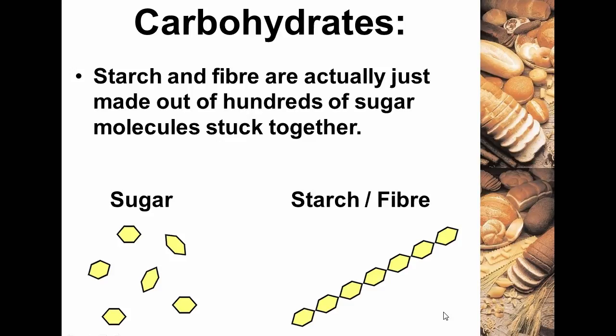And it depends a little bit on the types. There are slightly different types of sugar, or how we piece them together. Sometimes you get branching chains rather than just one long straight chain, whether it's starch or fiber, but we're not going to worry too much about that at this level. At this level, all I want you to know is that starch and fiber are really just long chains of sugar stuck together.